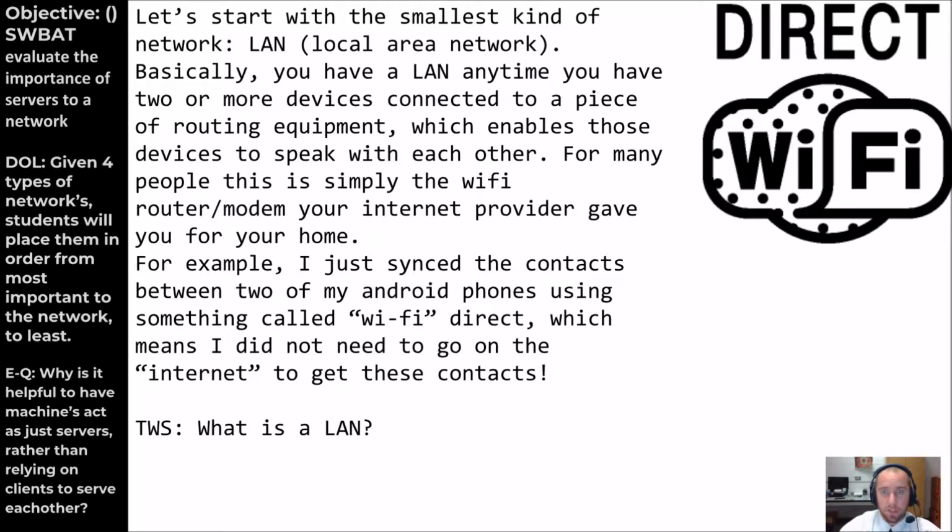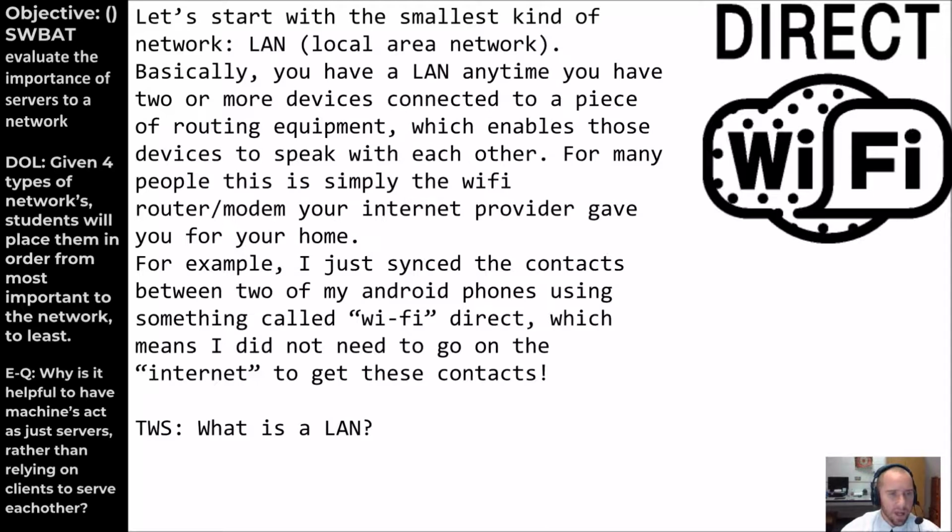Because for the young people listening to this video right now, you're probably most familiar with Wi-Fi, and if you're on Wi-Fi, you must be on some sort of LAN. This is the smallest kind of network, and it exists anytime you have 2 or more devices connected to a piece of routing equipment. So we're talking routers or modems.